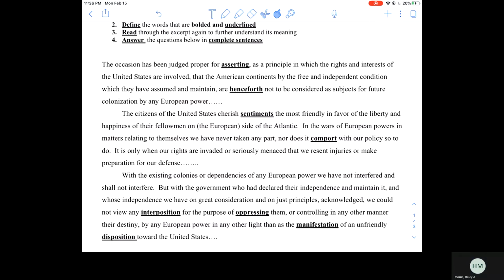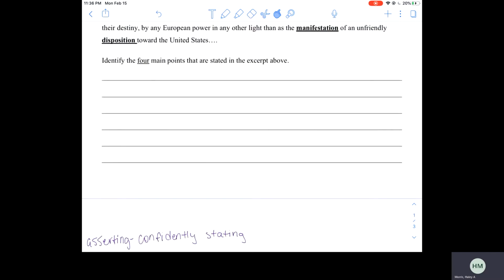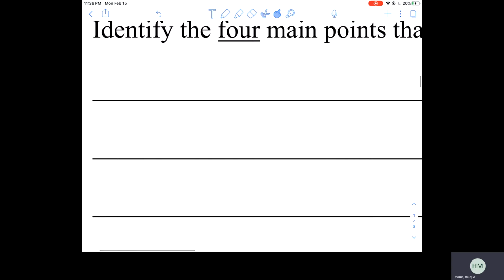So really, that means the American continents, so North America and South America, are at this point all free and independent. They've gained their independence from their mother countries, and they are saying they can't be recolonized. So they're free and independent and can't be recolonized. So that's our first main point. The first main point is going to be that the Americas are free and can't be recolonized.